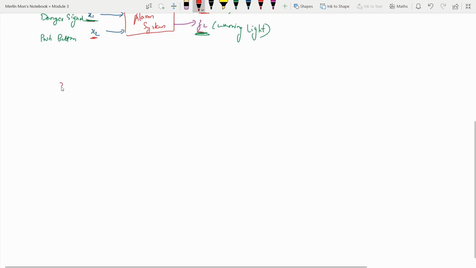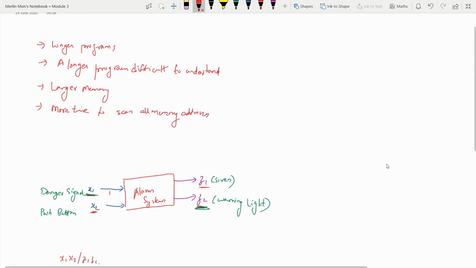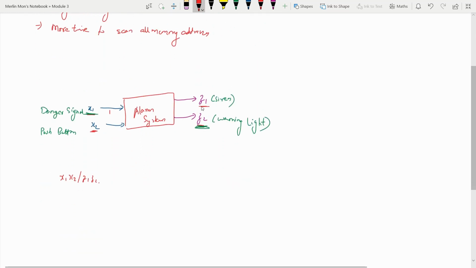The states will be written in this fashion: x1 x2 slash z1 z2, and we will use 1 and 0 to indicate which signal is activated and which is not. If x1 is 1, it means that there is a danger signal, and if z1 is 1, then the siren is currently making sound, the siren is activated. If z1 is 0, then it is not activated, it is low. And if x1 goes low, it means that the danger is over and there is no danger signal.